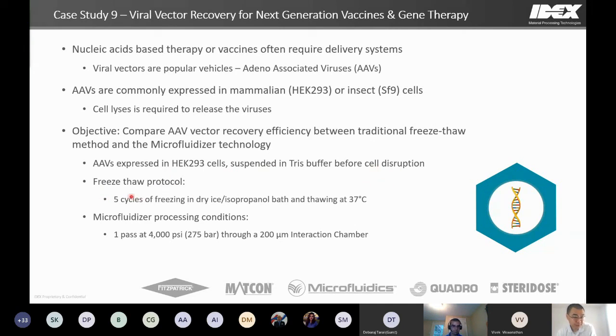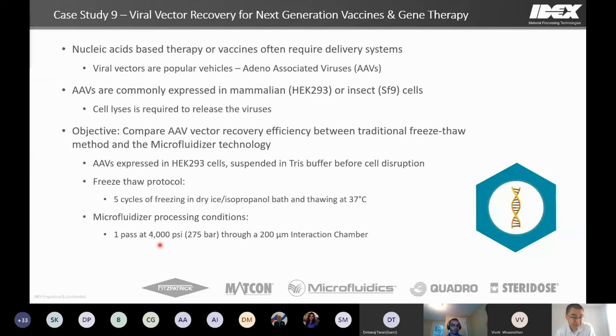The freeze-thaw protocol was carried out by 5 freeze-thaw cycles, involving freezing the cells in the dry ice isopropanol bath and thawing them at 37 degrees. The process condition for the microfluidics processor was 1 pass at 4,000 psi, which is not a super high pressure, through a 200 micron interaction chamber.